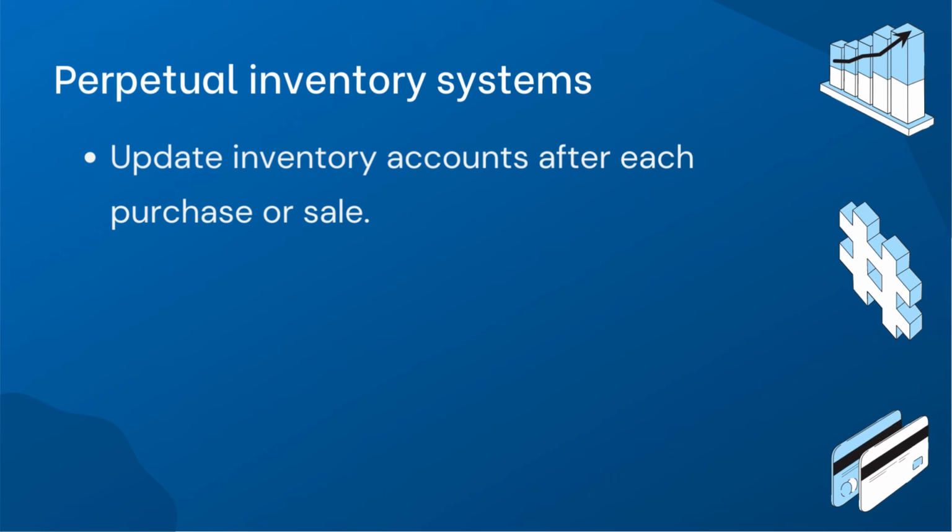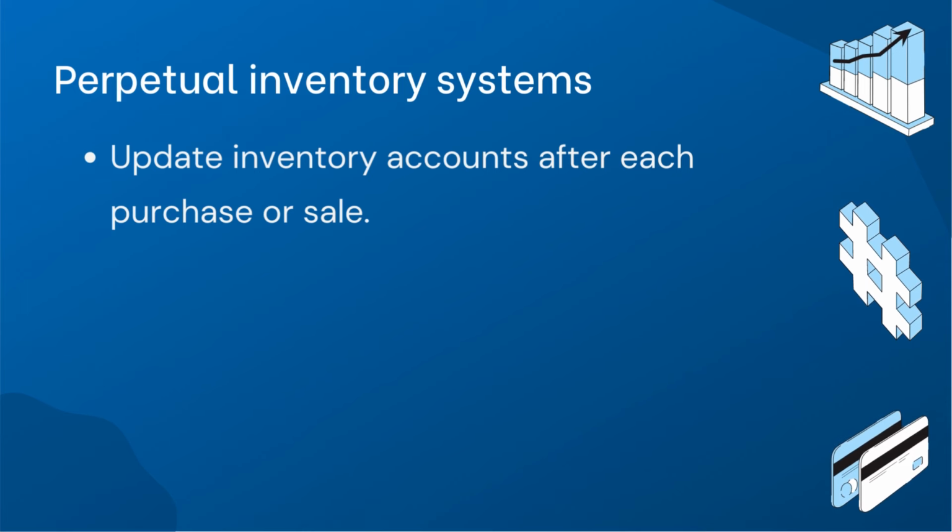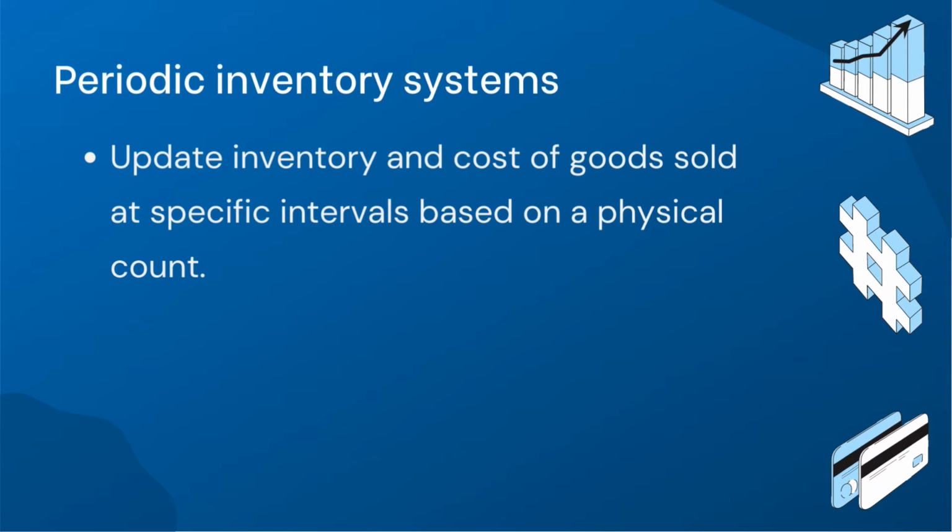Perpetual inventory systems update inventory accounts immediately after each purchase or sale, providing real-time information about inventory levels and cost of goods sold. It allows businesses to have accurate and up-to-date control over their inventory, facilitating decision-making and financial reporting. While periodic inventory systems update inventory and cost of goods sold periodically based on physical counts. They don't track inventory in real time, but rely on occasional counts to determine inventory levels and calculate the cost of goods sold.